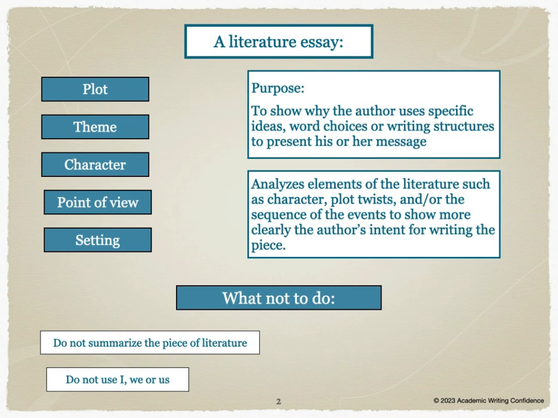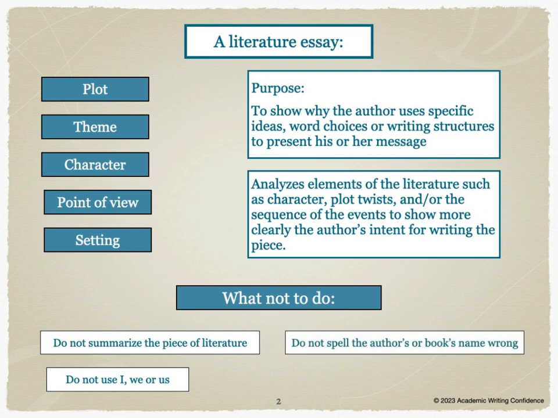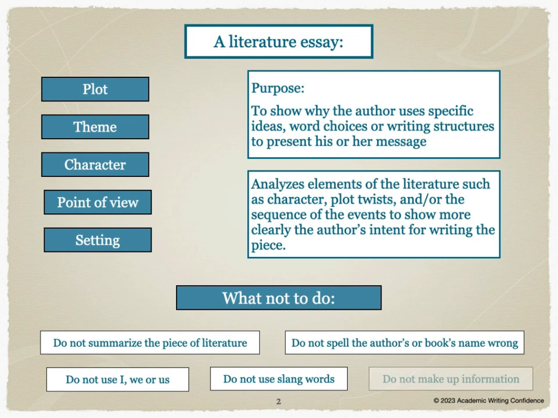Do not spell the author's or the book's name wrong. This is one mistake you do not want to make for sure. Do not use slang words in your essay. And definitely do not make up information in your essay about the literature. This is especially true if you are writing a literature essay for an exam, just to try and look impressive.